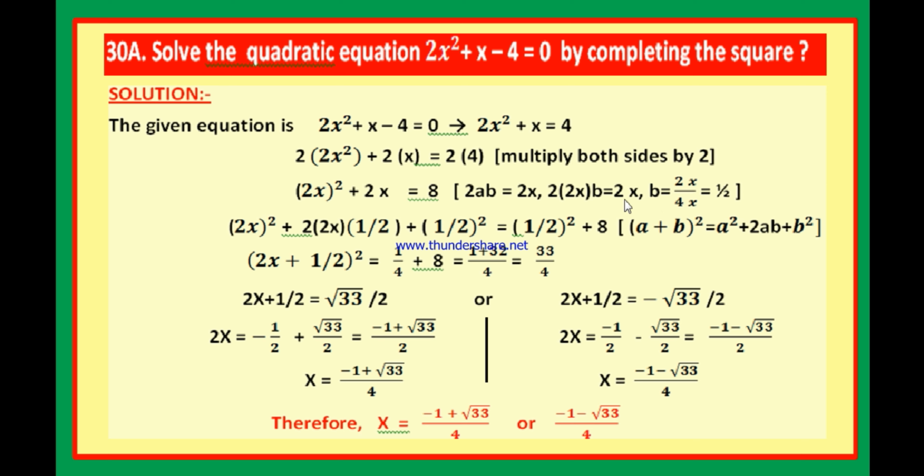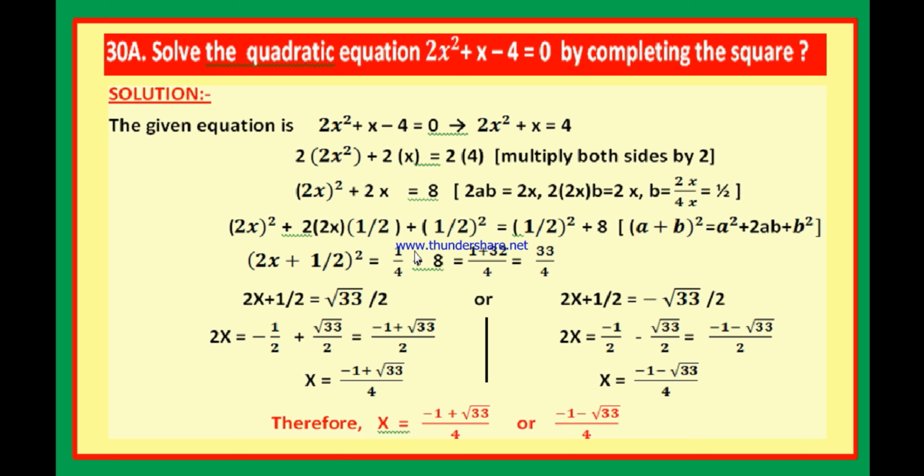Or b is equal to this 2x by 2 into 2 is 4x. You can cancel x and x and this 2 in 4 2 times. Therefore the value of b is 1 by 2. Now let us add 1 by 2 whole square, that is b square term on both sides. So that LHS will be a square plus 2ab plus b square, which is nothing but a plus b whole square. Therefore total LHS is equal to a plus b whole square, that is 2x plus 1 by 2 whole square.